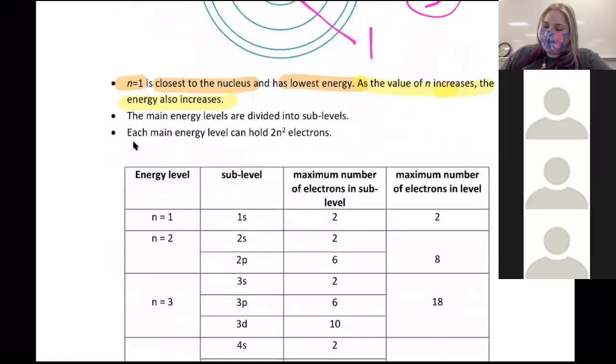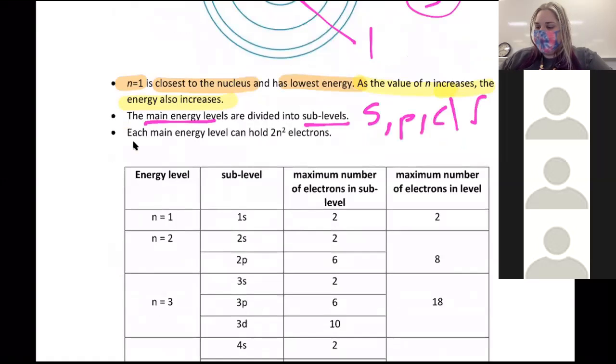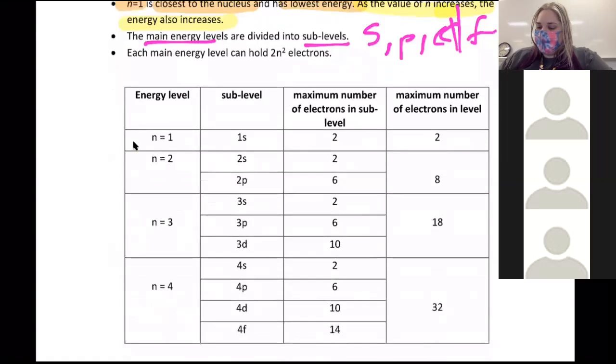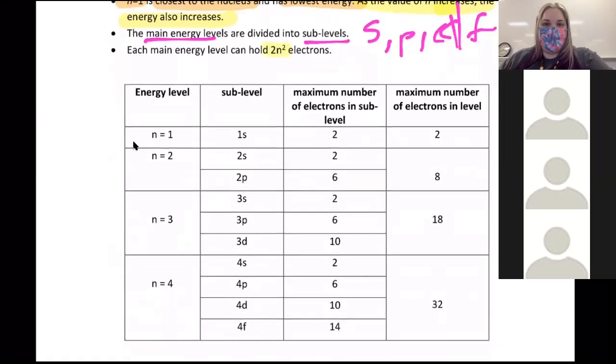So all the main energy levels, they have sublevels, and the sublevels are represented by letters S, P, D, and F. And there's a chart down here where we're going to kind of go over what that means. And then each main energy level can hold 2N squared electrons. So if you need to figure out how many electrons an energy level can hold, this is the little equation you use to figure it out.